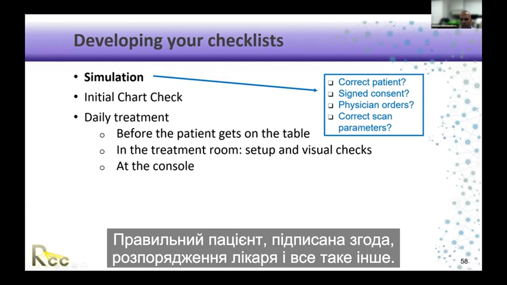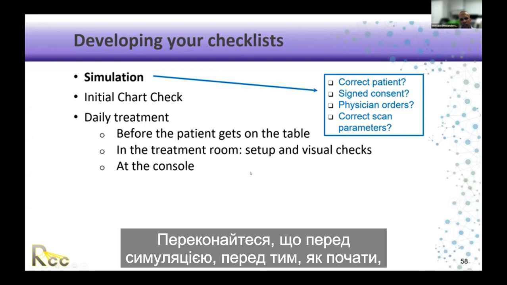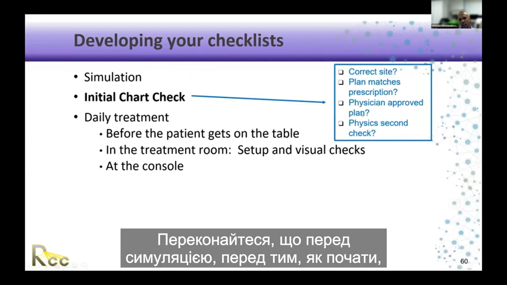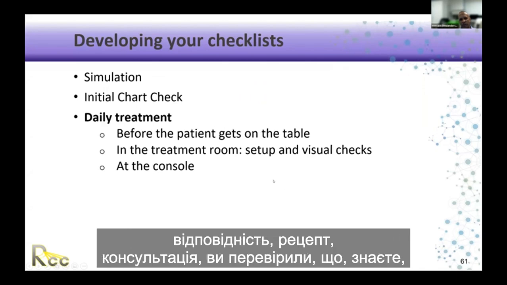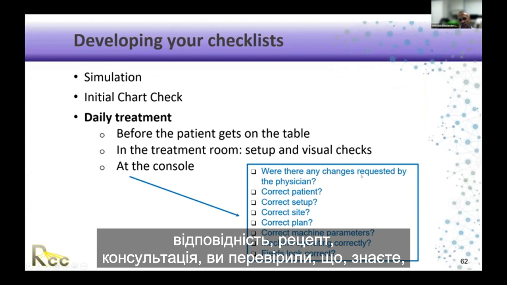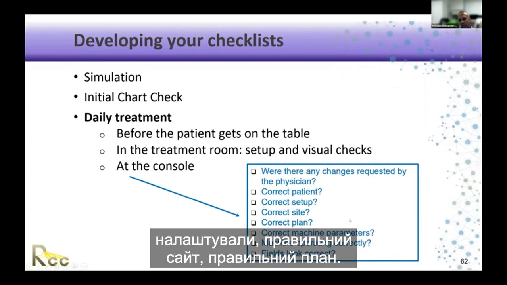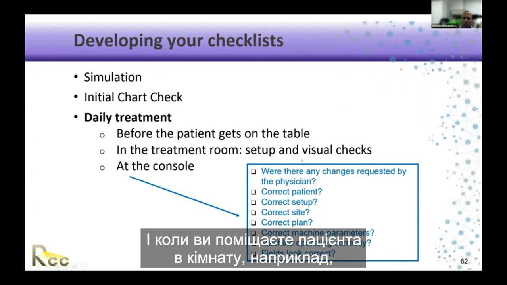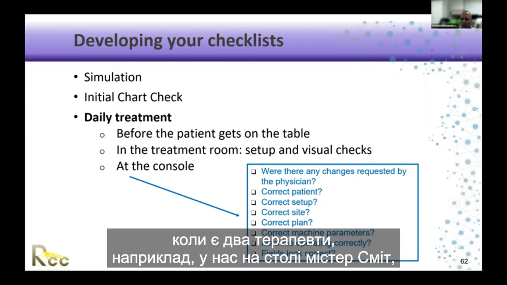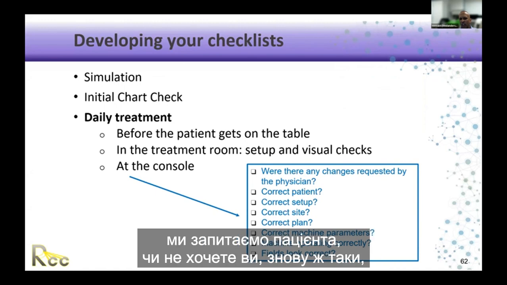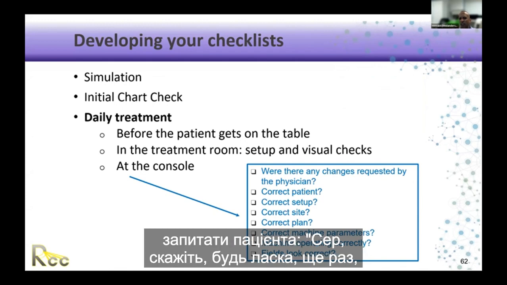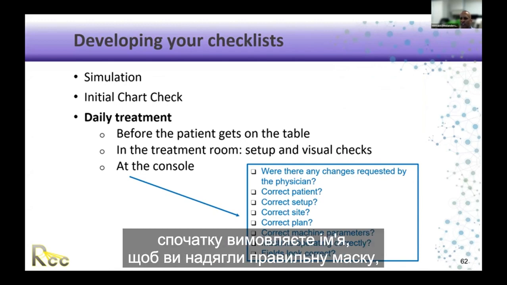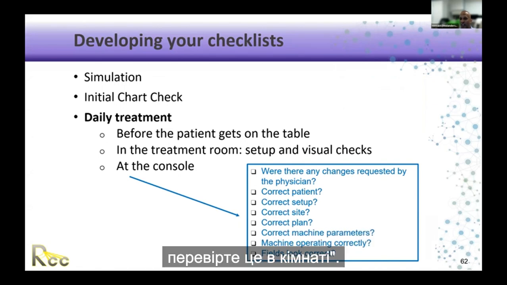Make sure that before you simulate, this is what you want to check on a chart: correct side, plan matches prescription. At the console, you check the setup, correct side, correct plan. When you put a patient in the room, with two therapists, for example, we have Mr. Smith on the table. If the patient has a mask or a stent, ask the patient, sir, can you please tell me again your first name? So you put the right mask and verify it inside the room.